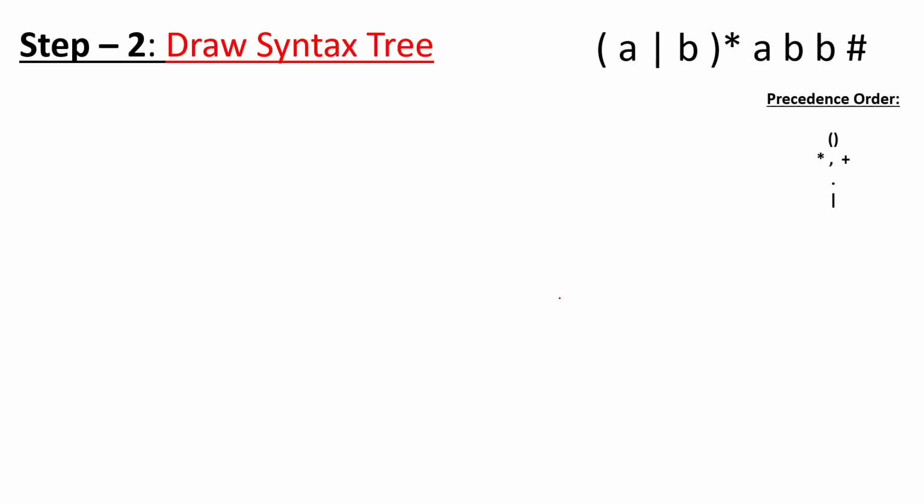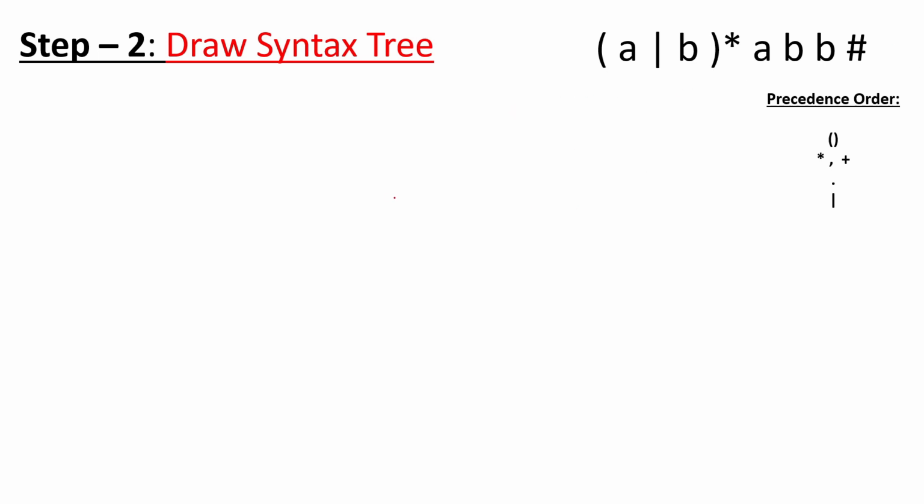Our second step is we have to draw a syntax tree. There is a precedence order given, which tells us which one we're going to choose or give priority to in the beginning of drawing the syntax tree. We can see the brackets at the top, then star or plus, then dot, that is the multiplication sign, then the or sign. So let's see for this grammar how we can do it.